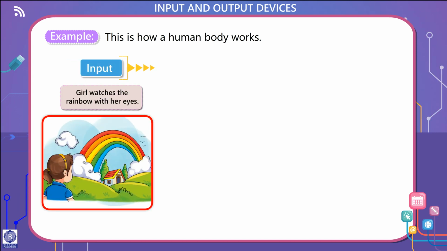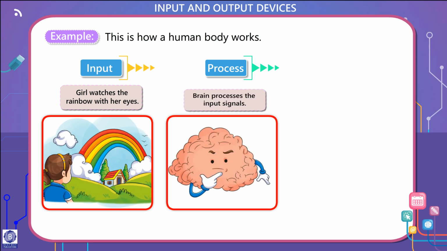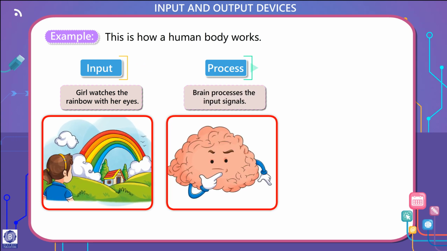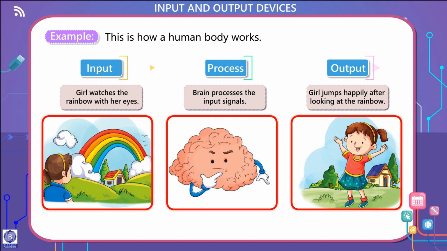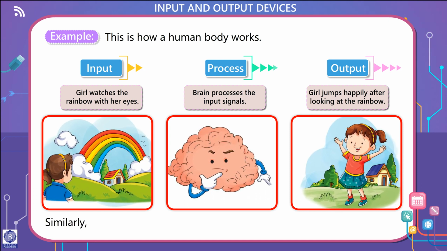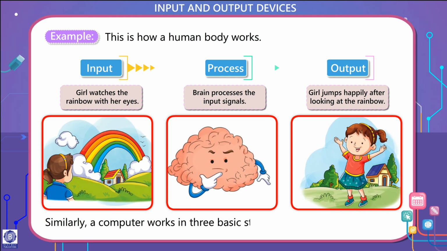Input. Girl watches the rainbow with her eyes. Process. Brain processes the input signals. Output. Girl jumps happily after looking at the rainbow. Similarly, a computer works in 3 basic steps.